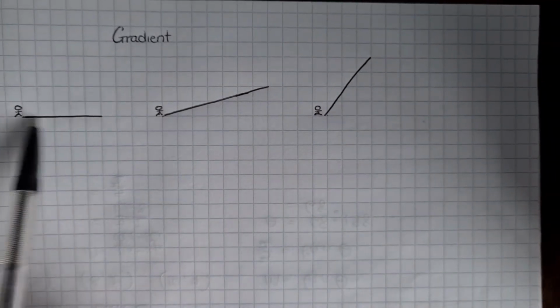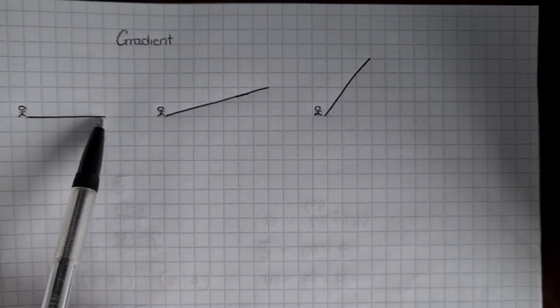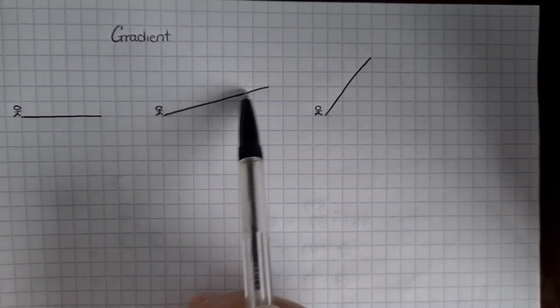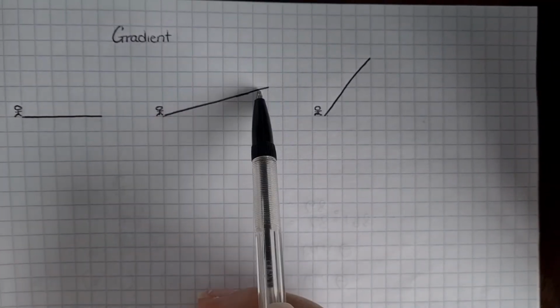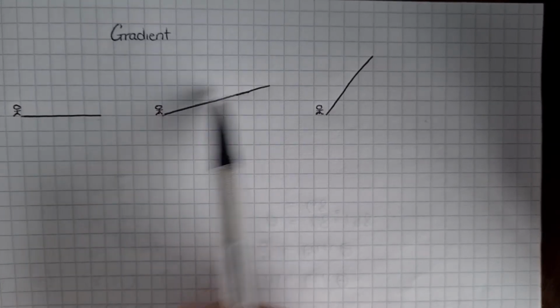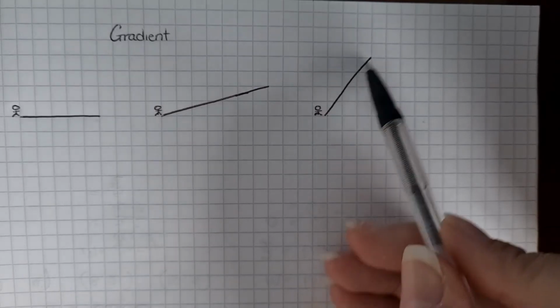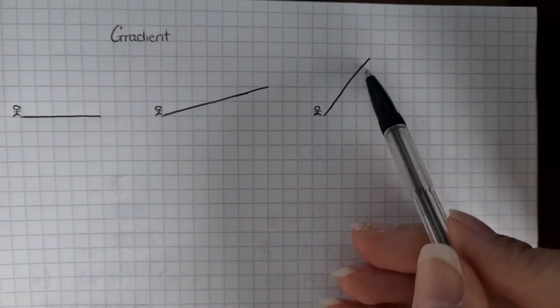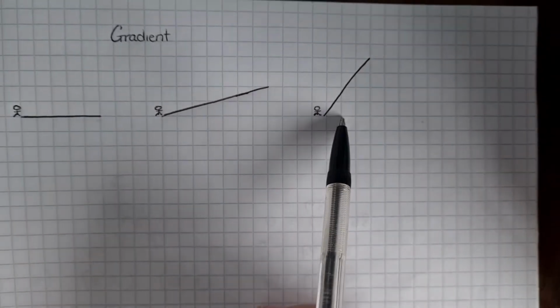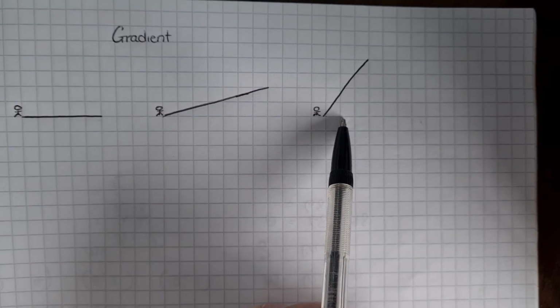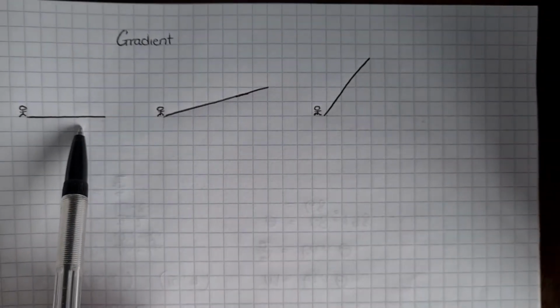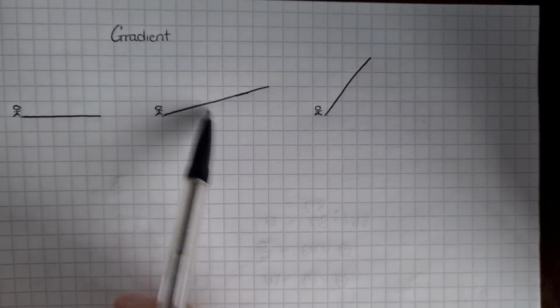This person has to walk along a flat road. This one's got a slight incline, so this person's going up a medium amount of steepness. And then this one is the steepest out of the three. So what that means is this would have the largest gradient and this would have the smallest gradient, and this one would be somewhere in the middle.